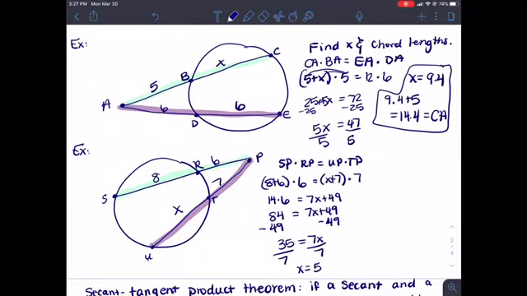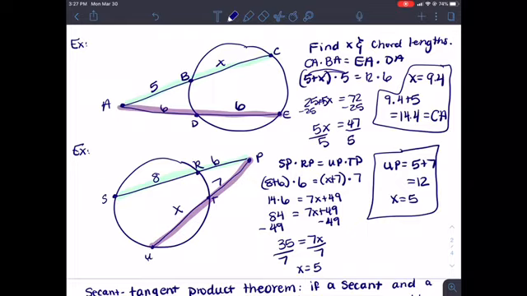So I'm going to go back in and plug in my x. I get UP is equal to 5 plus 7, which is 12, and x equals 5. So that is how you use the secant-secant product theorem.